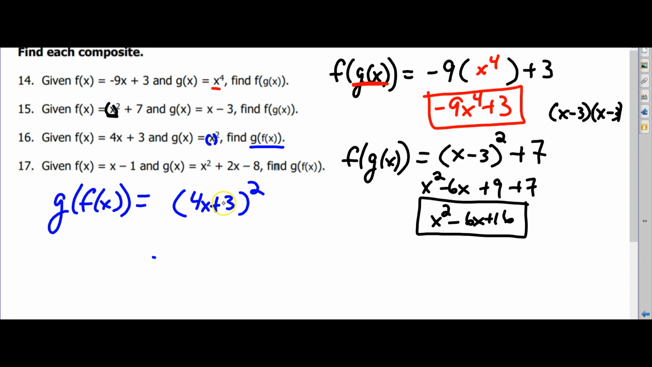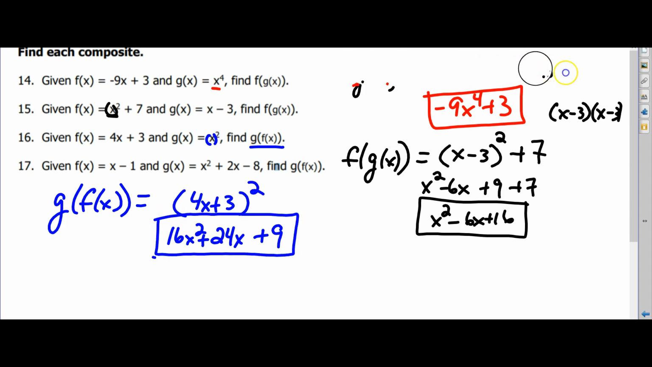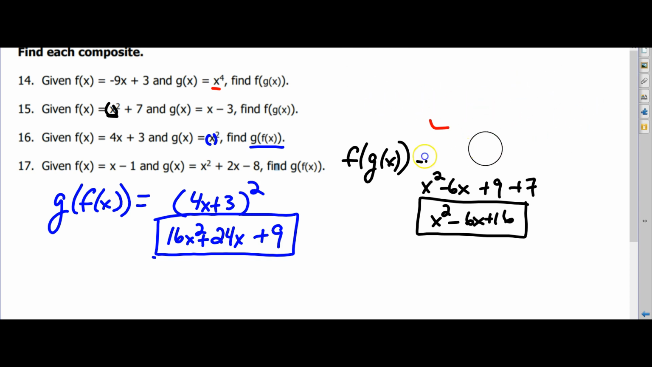Now from here, I can actually do the binomial shortcut again. Square the first term, that's 16x squared. Square the last term, that's plus 9. Multiply the two together, that gives me 3 times 4x, which is 12x, and double it. So I got 24x there. And that's as far as I can take that one right there. For number 17, I'm going to clear out some of this stuff.